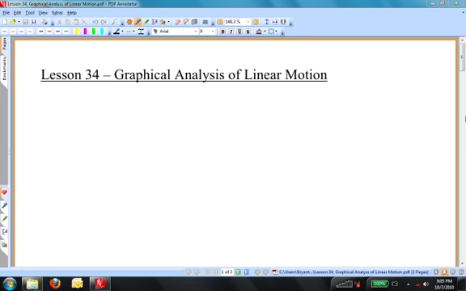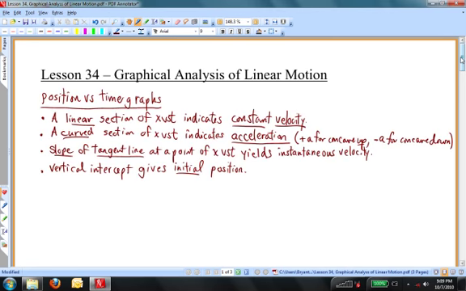So I'm going to jot down the same things that your authors do on page 279 of your textbook for position versus time graphs, and then also on page 283 of your textbook for velocity versus time graphs. Starting with the position versus time graphs, there are four major points. First, a linear section of a position versus time graph indicates constant velocity.